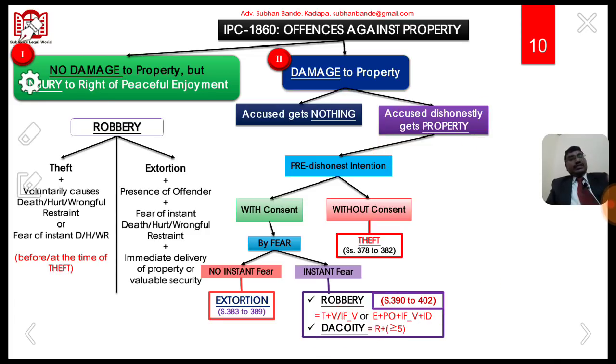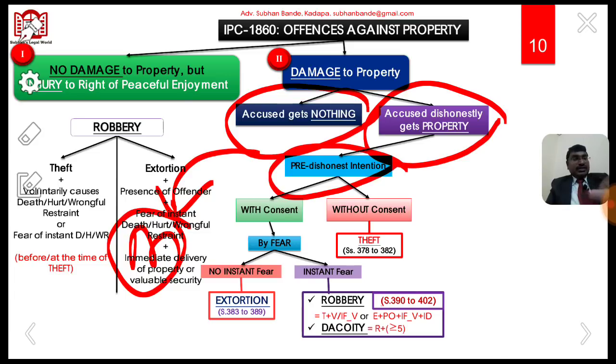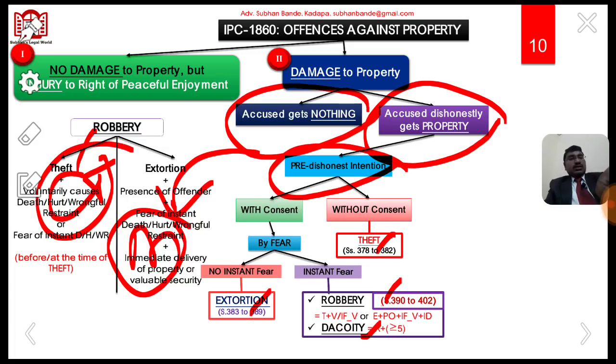These are the offences that come under accused dishonestly gets the property. Under this subsection, the accused gets nothing. There is only one offence, that is mischief. Under accused dishonestly gets the property with pre-dishonest intention, up to now there are offences: criminal trespass 1, mischief 2, extortion 3, theft 4, robbery 5, dacoity 6. Up to now, we have discussed 6 offences.